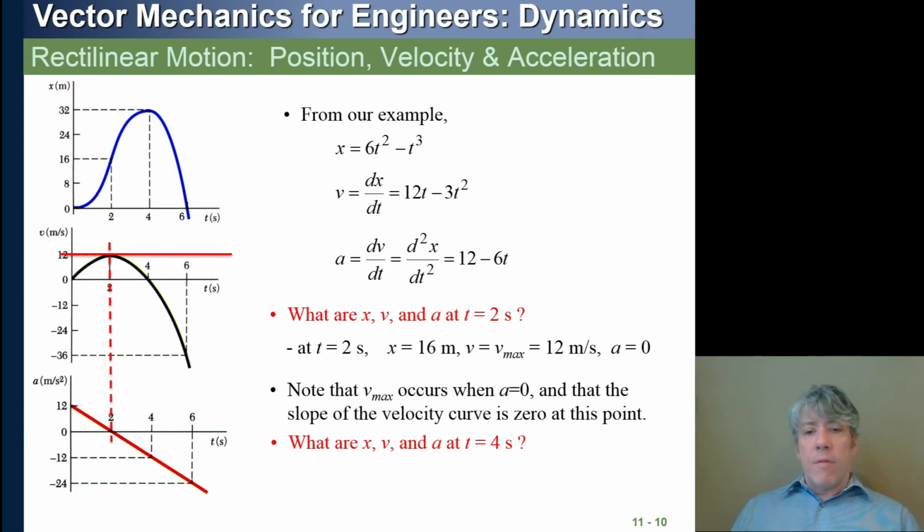So what about at 4 seconds? What are the position, velocity, and acceleration? Well, at 4 seconds you can read off the upper graph the position is 32 meters. You can read off the velocity graph that the velocity is 0. And off of the acceleration graph, the acceleration is negative 12 meters per second squared. So there are the position, velocity, and acceleration, simply reading them from the graphs.